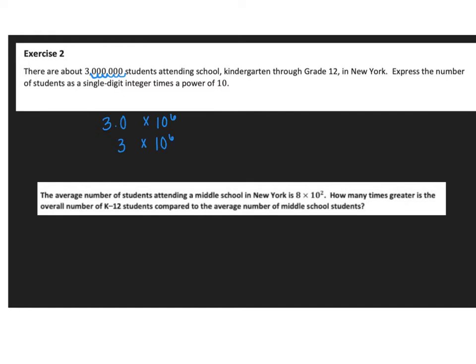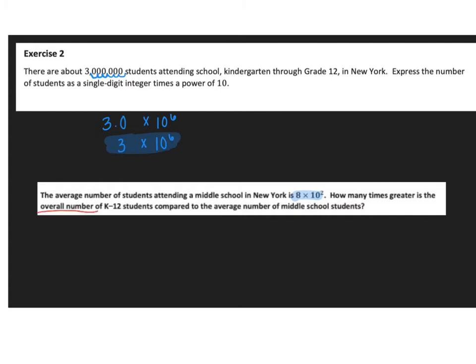Okay, and then it goes on to say the average number of students attending middle school is 8 times 10 to the 2nd. So they've already given us a number in scientific notation. They said, okay, well, of all of these total students, these are the ones that are in middle school, 8 times 10 to the 2. How many times greater is the overall number of K-12 students compared to the number of middle school students? So this is what we're comparing.